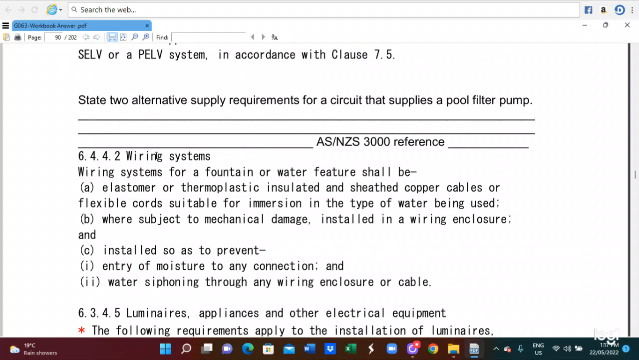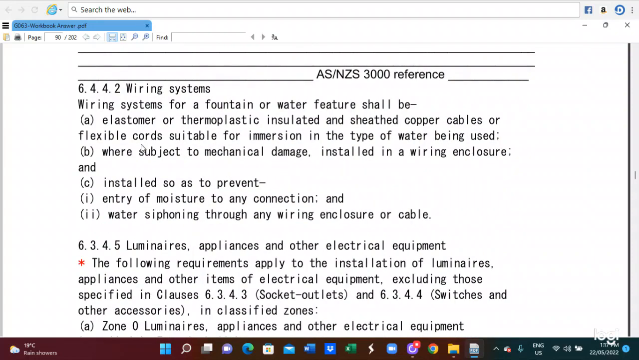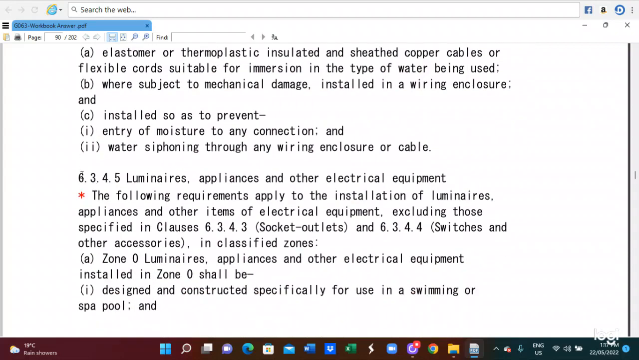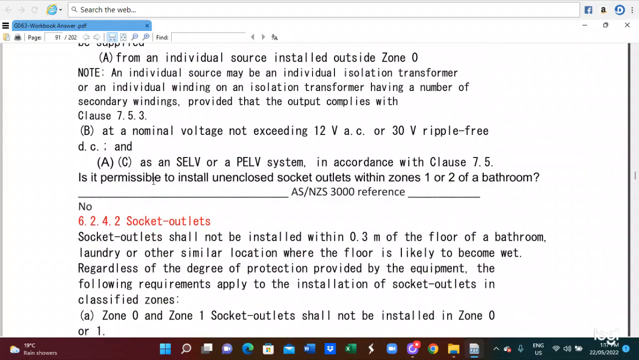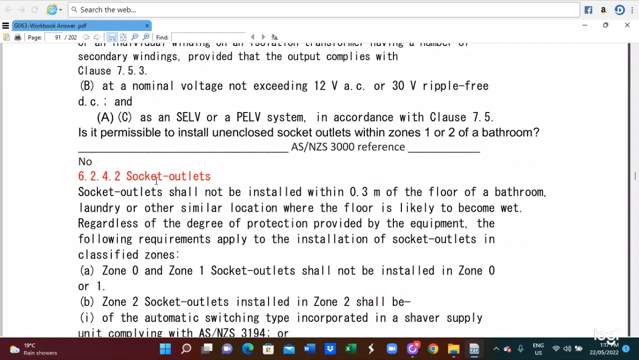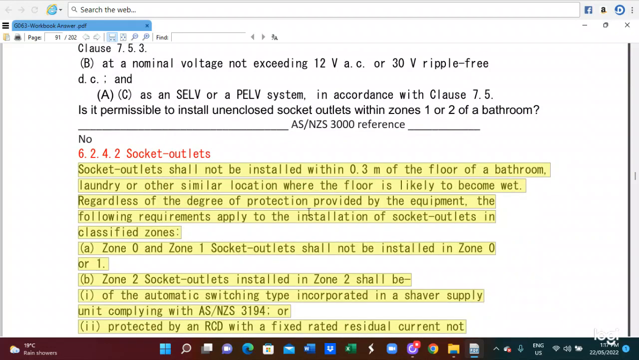And also the two alternative supply equipment for the circuit that supplies the pool filter pump, this is our 6.4.4.2 wiring system. This standard has to be utilized. And also 6.3.4.5 luminaires and other electrical equipment, we have to follow this standard. And also clause 6.2.4.2 mentions the socket outlet, so you have to read this clause on how to install the socket outlet.